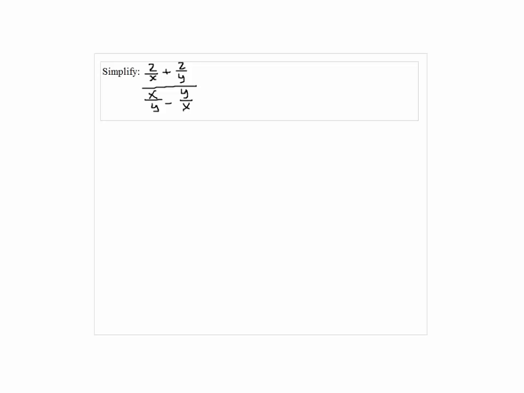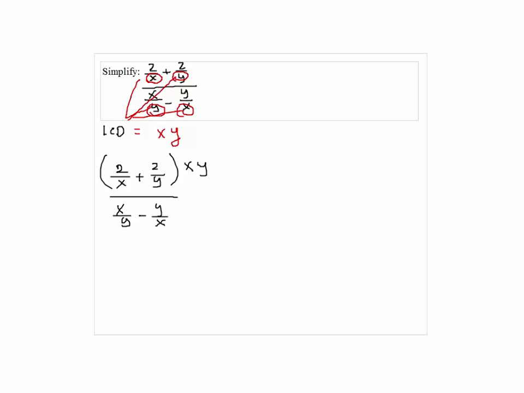Simplify 2 over x plus 2 over y over x over y minus y over x. First, let's find the LCD of x, y, and y on x, the LCD of all 4 fractions. So the LCD here is xy. So what we're going to do is multiply each small fraction by the LCD xy.